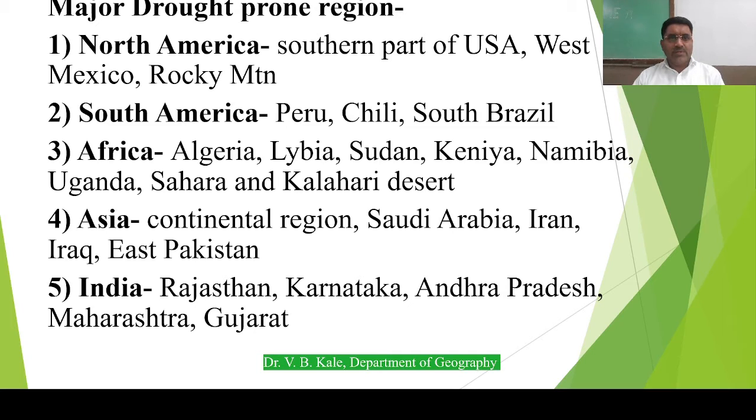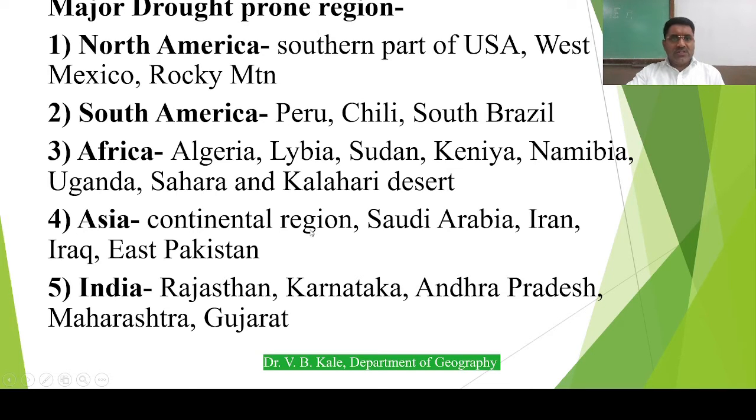Next one is South America: Peru, Chile, South Brazil. These are also nearby the deserts, and that's why they are drought prone areas. Next part is Africa: Algeria, Libya, Sudan, Kenya, Namibia, Uganda, Sahara, and Kalahari Desert. As I have already stated, most of the desert regions are drought prone areas, and in Africa there are the biggest deserts, Sahara and Kalahari, which occupy Algeria, Libya, Sudan, Kenya, Namibia, Uganda. All these countries have drought prone regions.